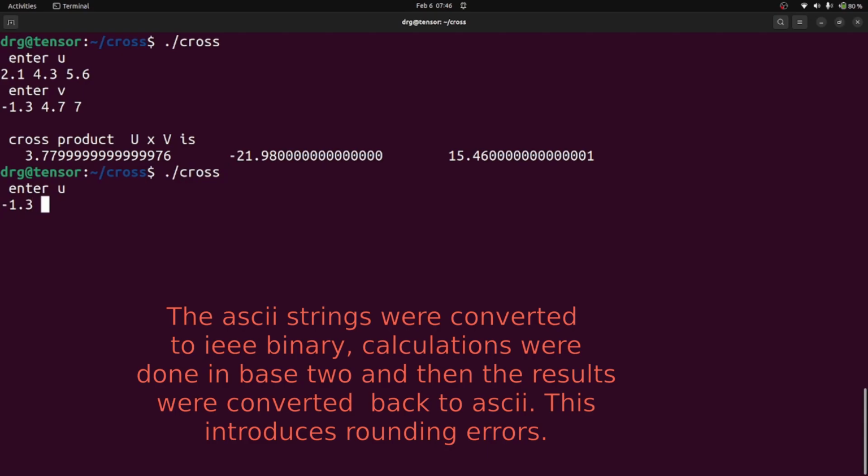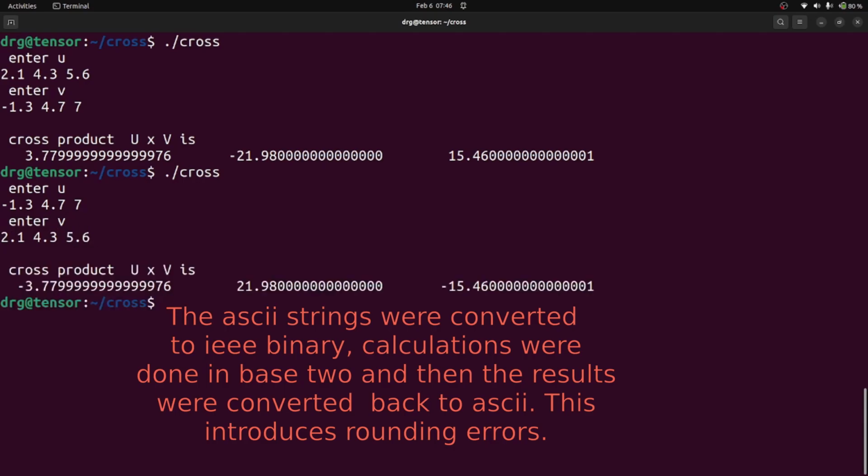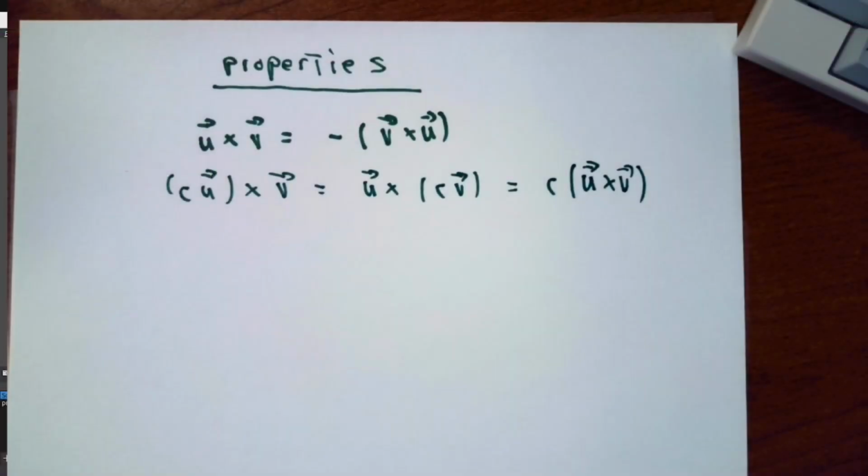Now with the vectors interchanged, -1.3, 4.7, 7, then 2.1, 4.3, 5.6, I get the negative of the answer that I had previously. For those of you who are interested in the details of those rounding errors, take Math 4670 and I'll tell you all about it. There is a kind of associative law associated with the cross product.